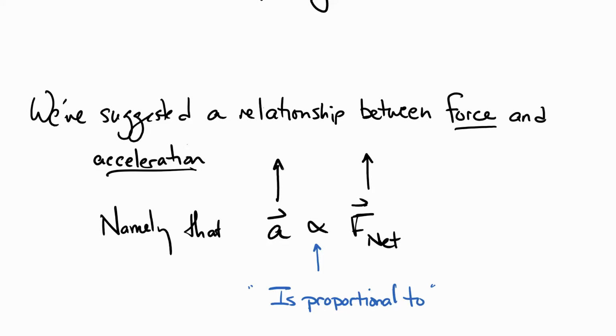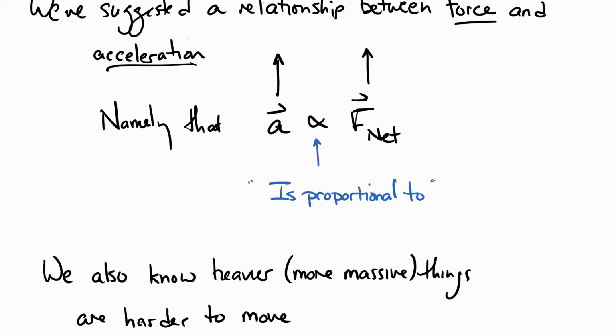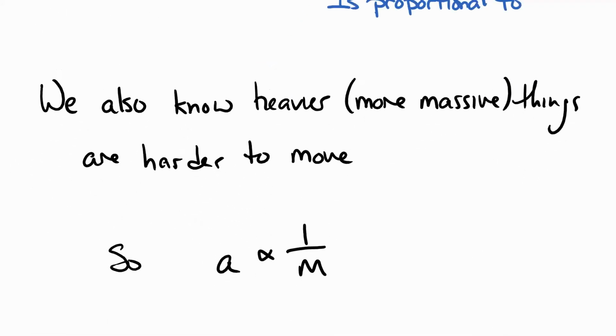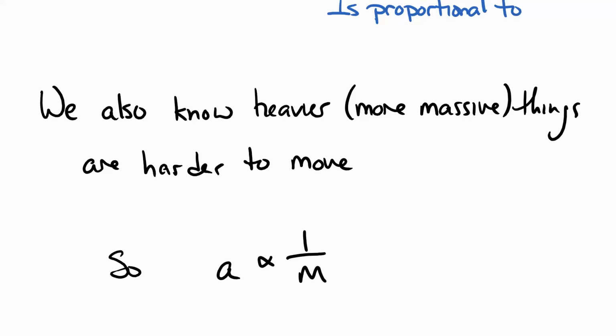Now, we know more than this. We know more than the more I push something, the more it accelerates. We also know that heavier, by this I mean more massive things, are harder to move. So this gives us another relationship. It says that a, again, is proportional to 1 over m. So if I make m bigger, I make a smaller. You can think of this. If you try to push a balloon, the balloon will accelerate. If you try to push a bear, don't try to push a bear. If you try to push a bear, the bear is not likely to accelerate.